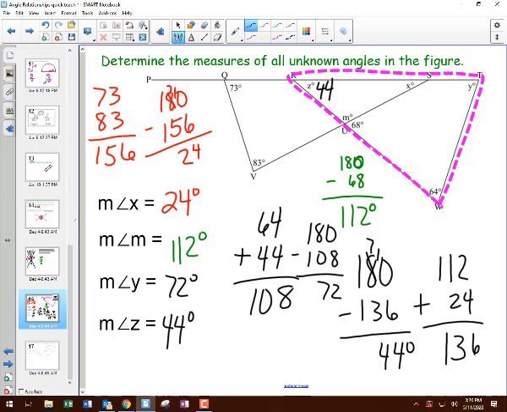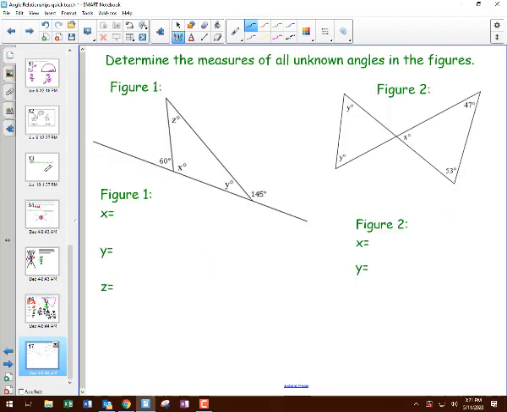Okay, and so basically to dissect those and find the missing angle measurements, we use two different things. We use the idea of supplementary angles that sit on a straight angle, and we use the fact that three interior angles of a triangle add up to 180 degrees. Okay, this next example is just a little bit different, but the same basic concept.